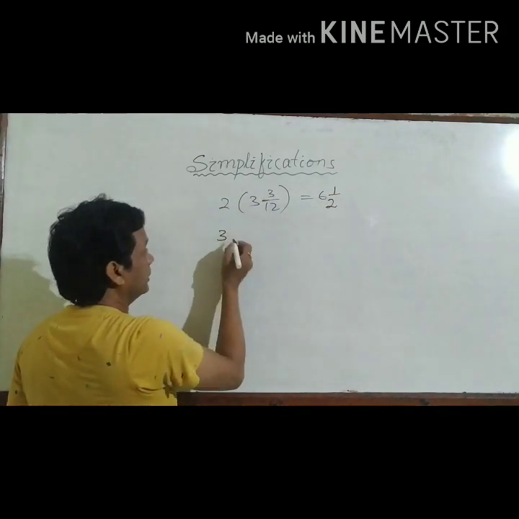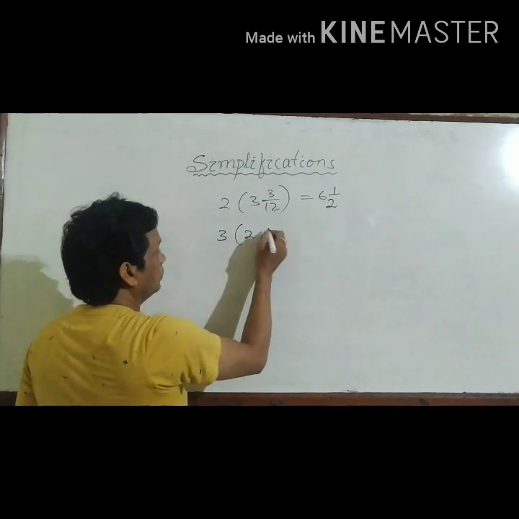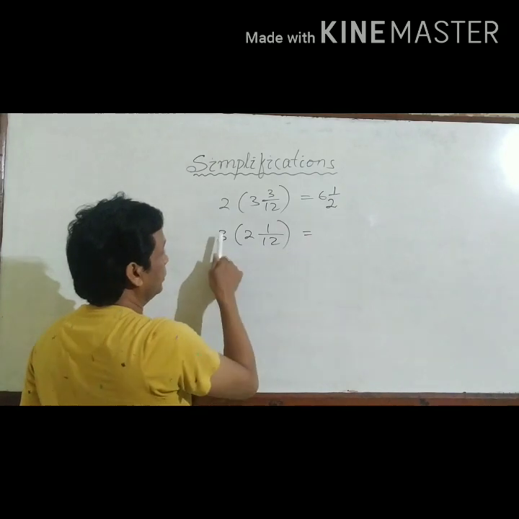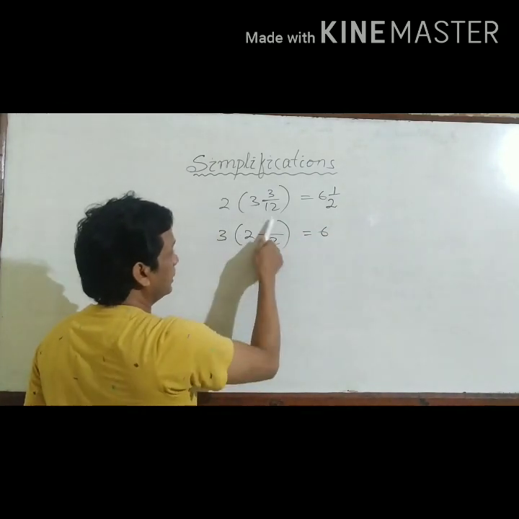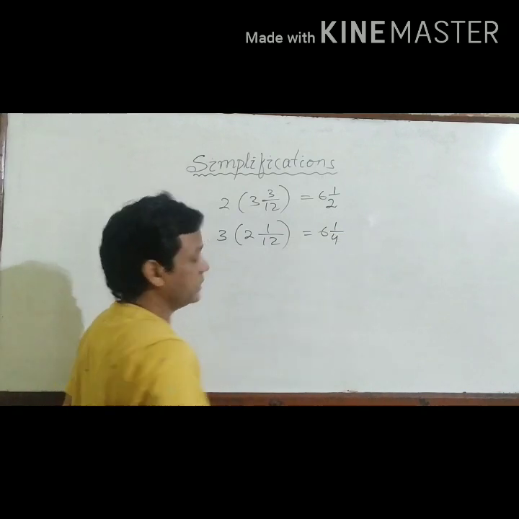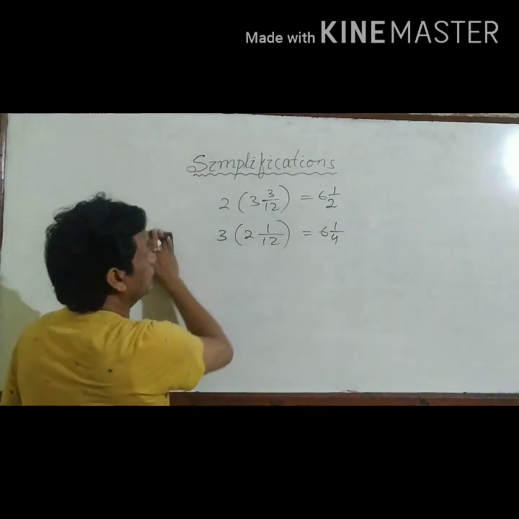Simply another number, 3 whole into 2 whole 1 by 12. How to do this one? 3 into 2, 6, then 3 by 12. 3 by 12 is 1 by 4. So 6 whole 1 by 4. Clear?